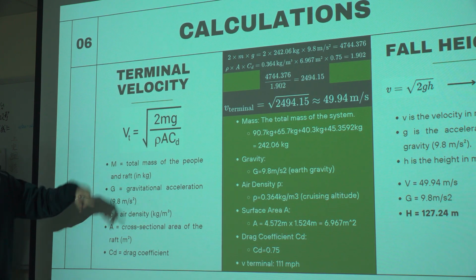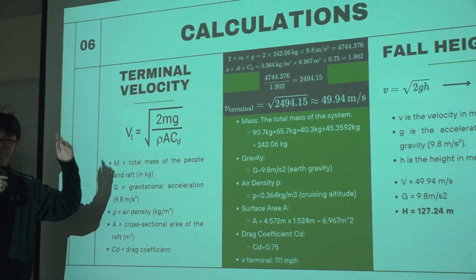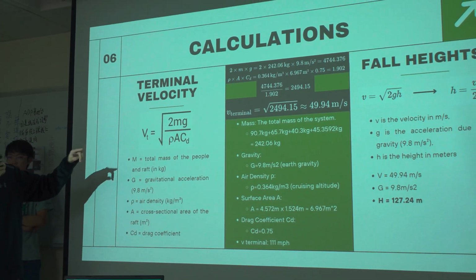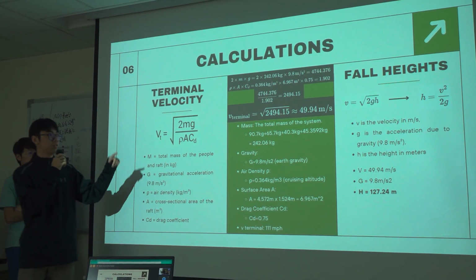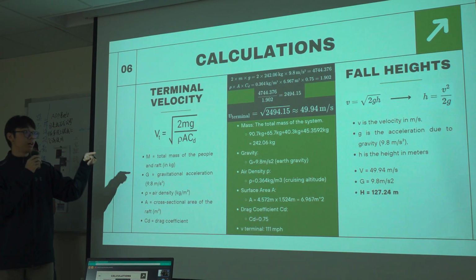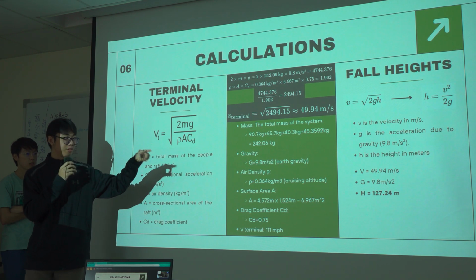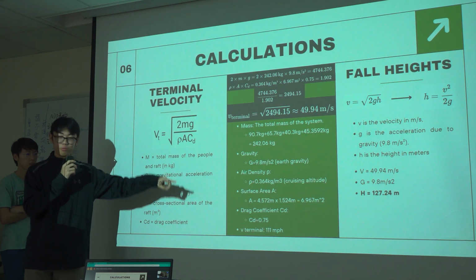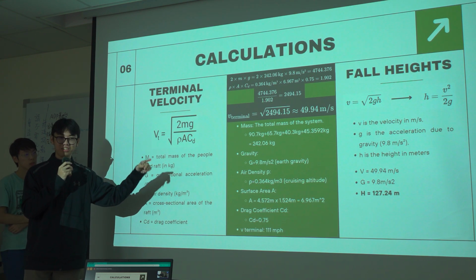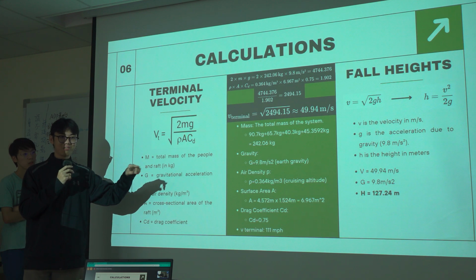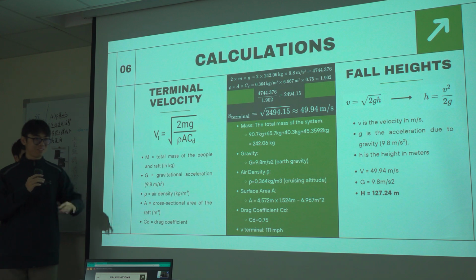Then I'll convert the velocity to height to know how tall they were falling from. I use the standard formula of velocity, which is V equals the root of 2 times gravity times height. Then I rearranged it, and I found out they were falling from 127.24 meters high, which is really tall. To compare, the Pyramid of Giza is 130 meters tall. So that's approximately how tall they were falling.